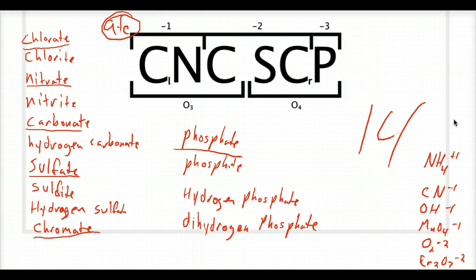And of course, as soon as I hit stop, I realized what I forgot, and that was the acetate ion, which is C2H3O2 minus 1. All right, it dawned on me.